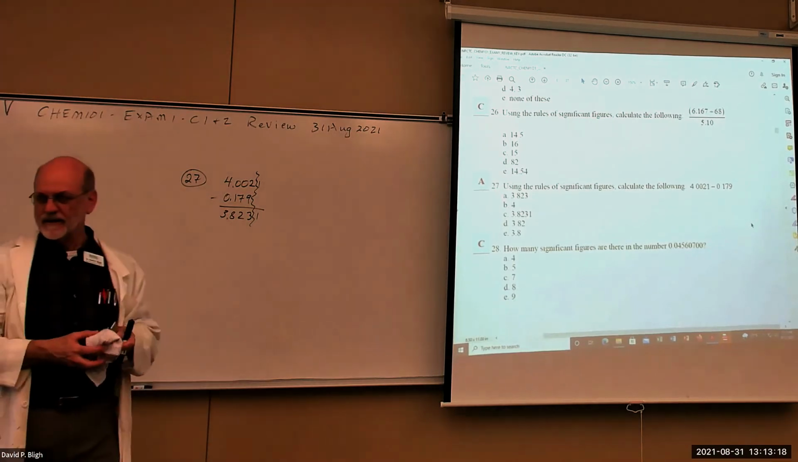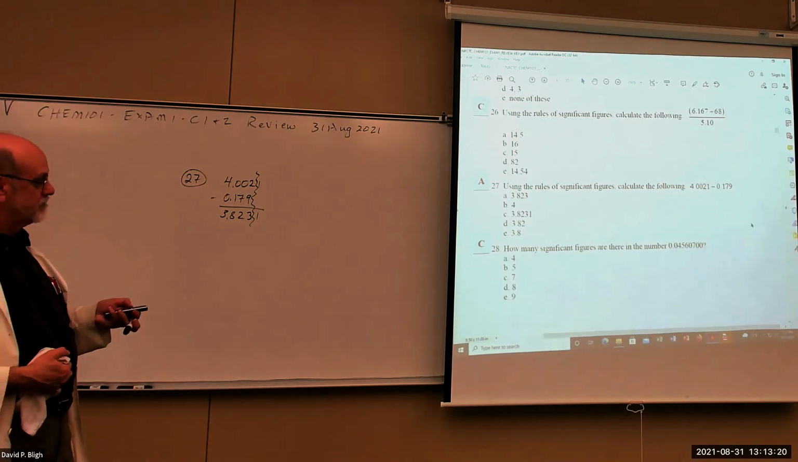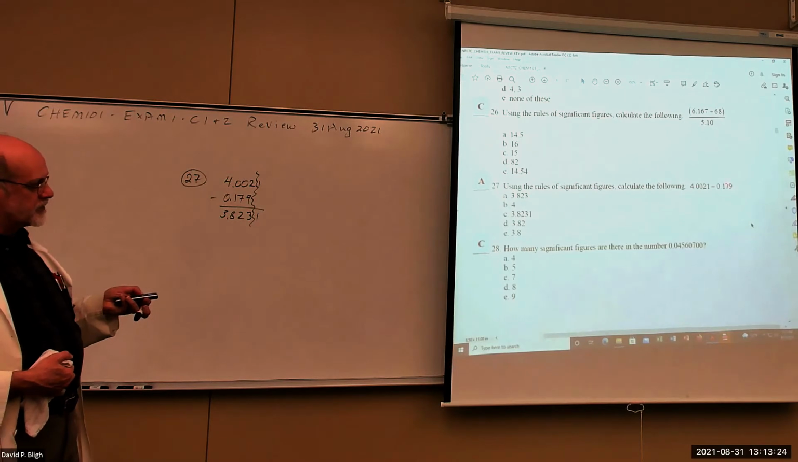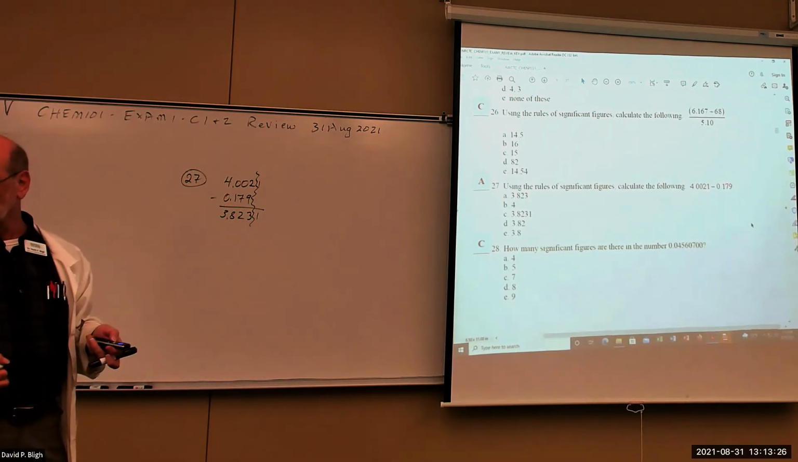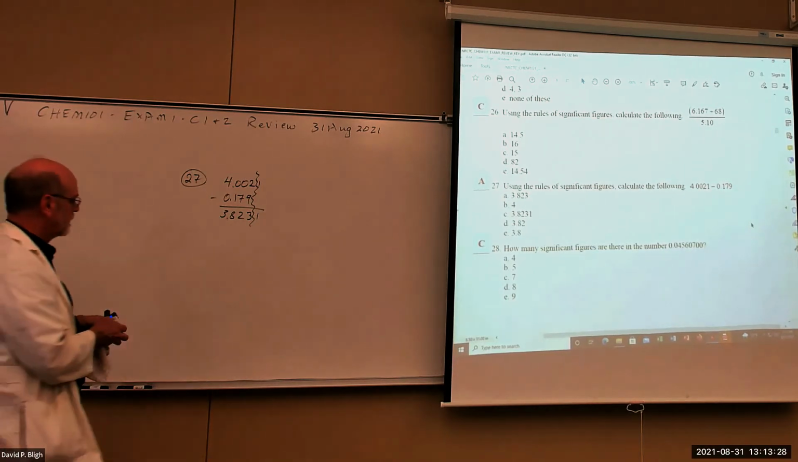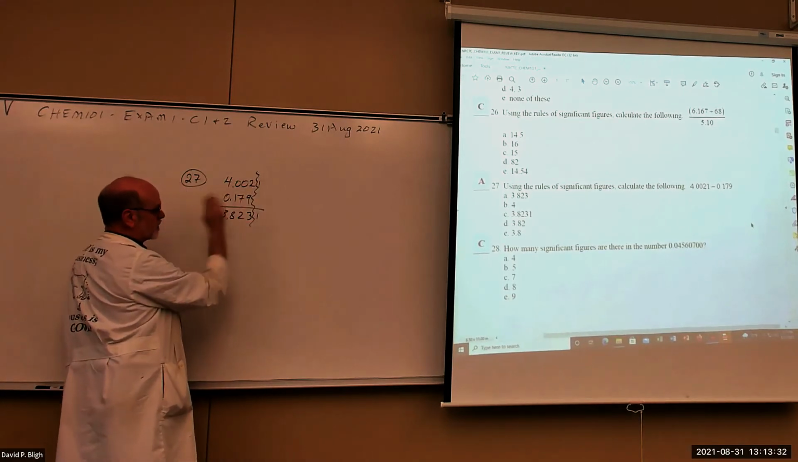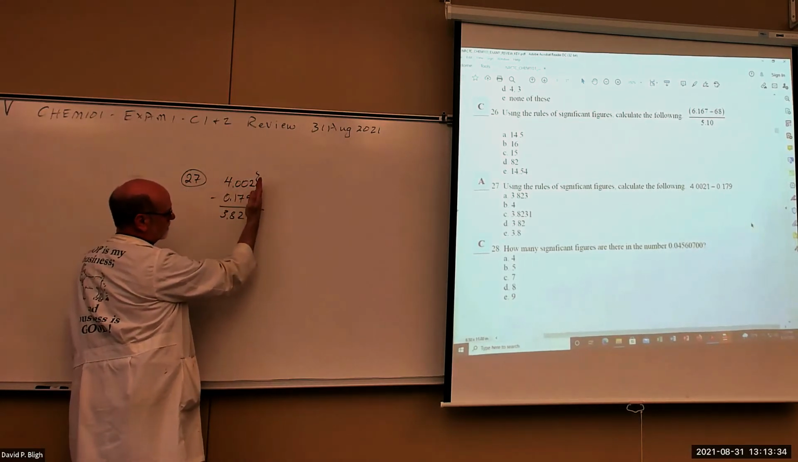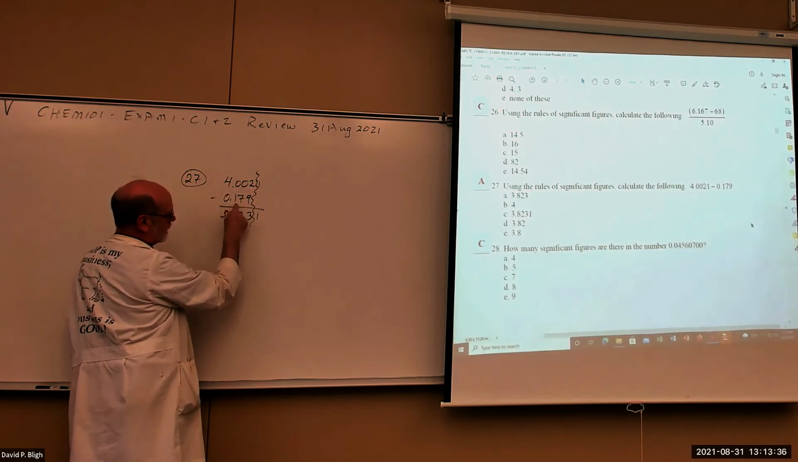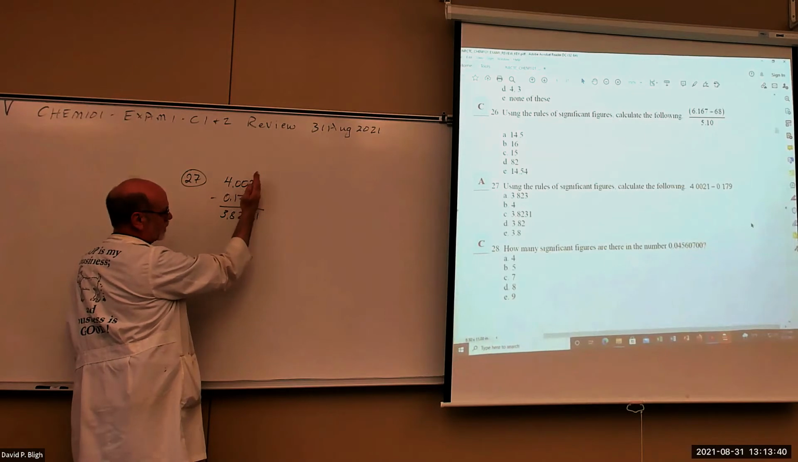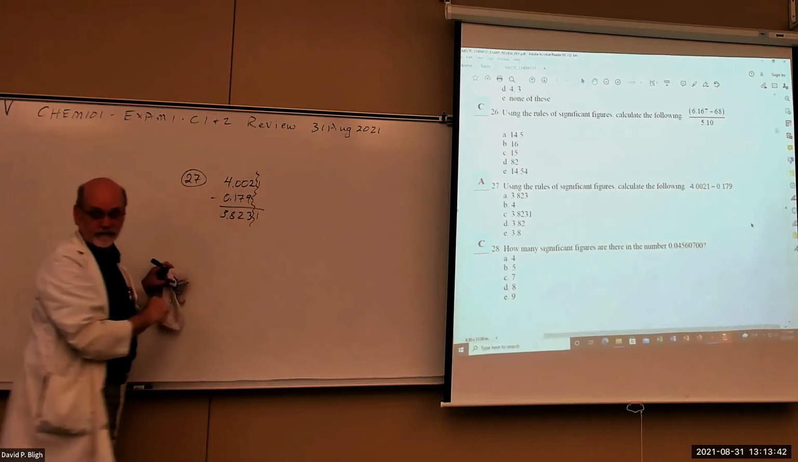Why is it 4? I'm sorry? Why keep it to 4? Oh, because it's an add subtract rule. You line up the decimals, and then you're limited to the number of significant figures to the right. So this one goes out to here, you have to stop there. You can't go to that extra one because it doesn't have one here.